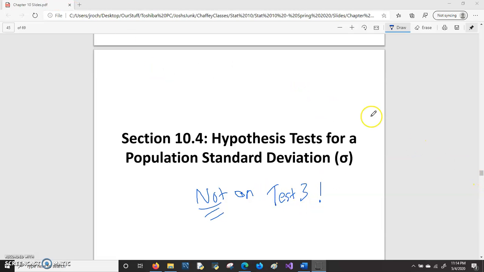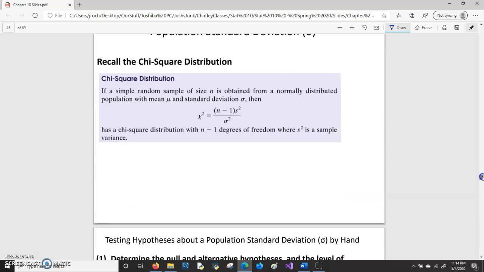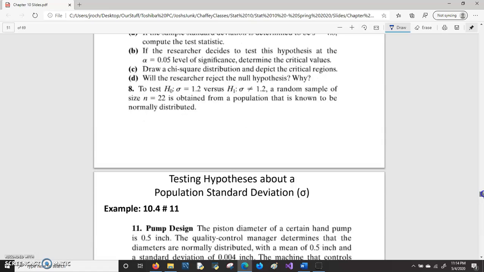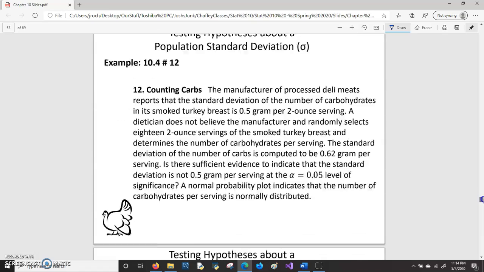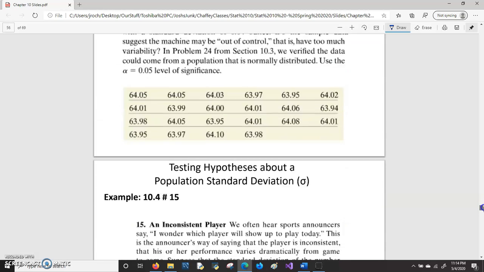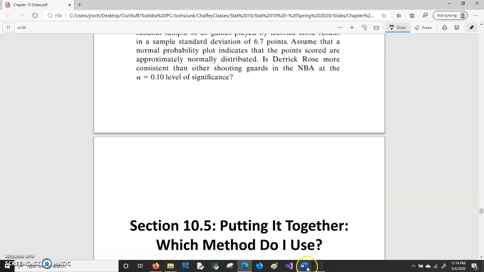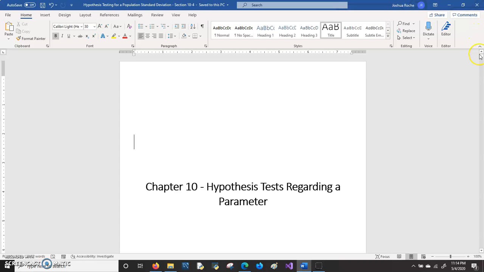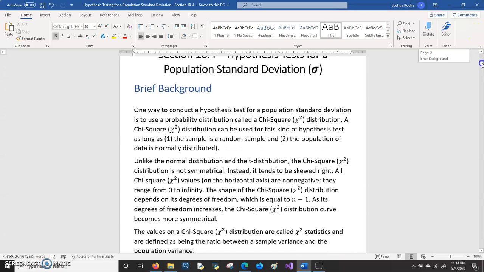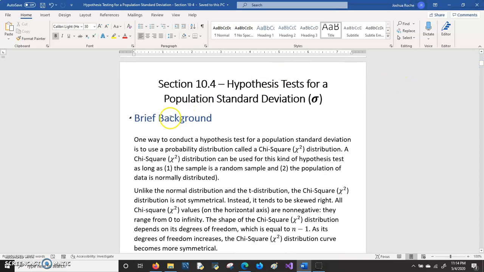So in the chapter 10 slides, there are background notes and there are some pretty good examples, and I would encourage you to take a look at those. For this lecture video, we'll use the lecture notes for section 10.4, and we'll start with a background on these kinds of hypothesis tests.